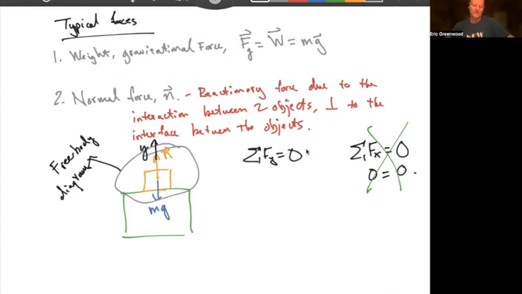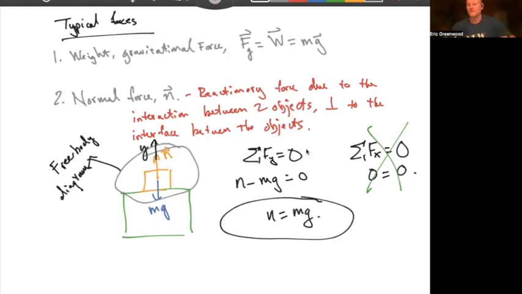Now, according to my coordinate system, I chose a positive y to point upward. So in this case, my normal force will be positive because it's in the same direction as my positive y, and my weight will be negative because it's in the opposite direction as y. So here I'm just going to say, well, I have my normal force minus my weight is equal to 0, which means my normal force is simply equal to my weight. So in this example, my normal force is simply equal to the weight.